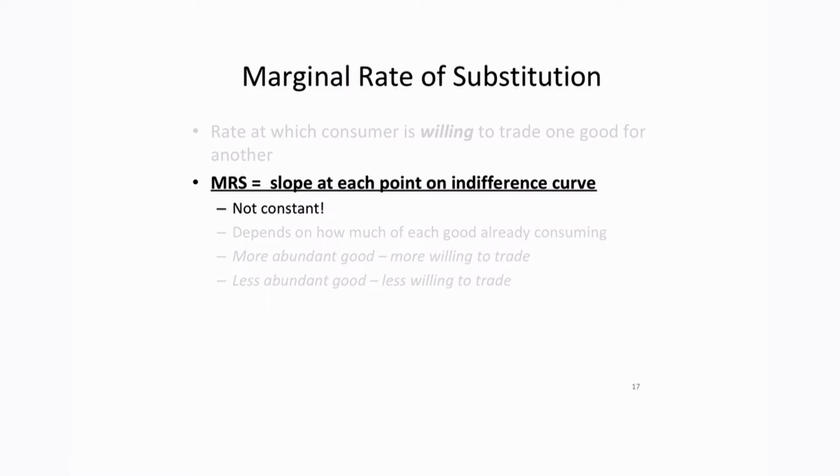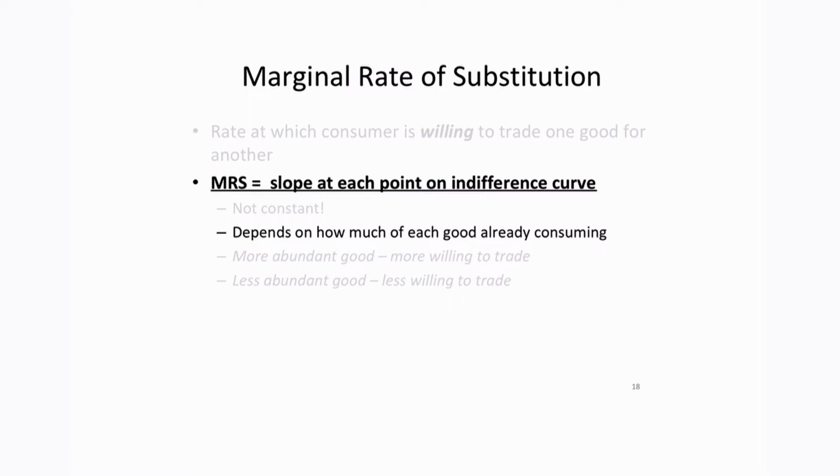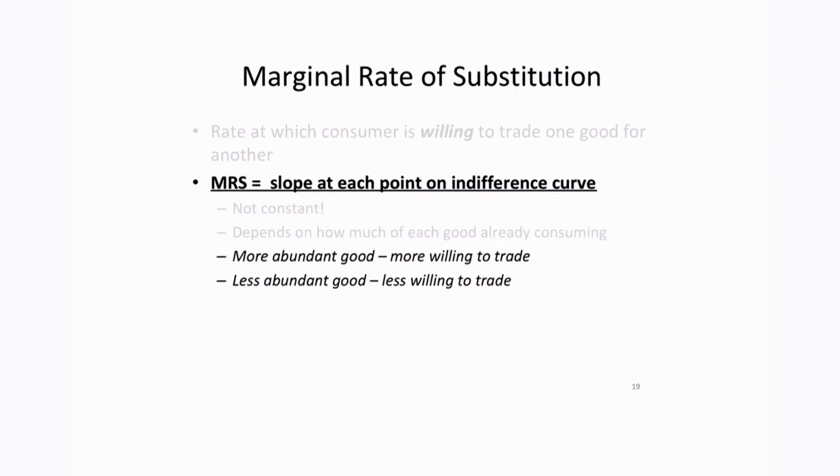Since we see our indifference curves are bowed inward and downward sloping, we can see that the slope is not constant. It's going to depend on how much of each good is already consumed. And we see, as I have just mentioned, the more abundant the good, the more willing we are to trade. The less abundant the good, the less willing we are to trade.